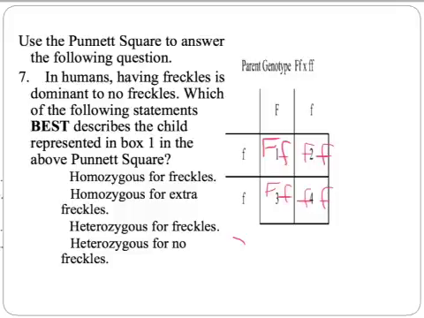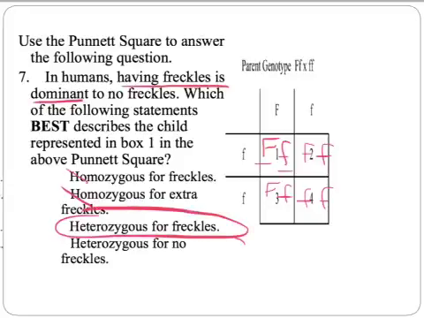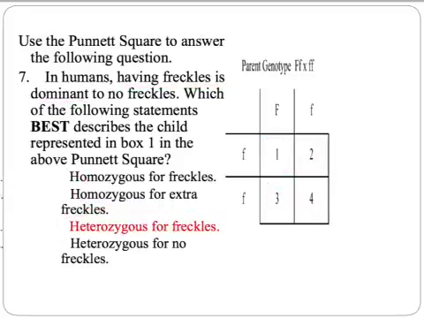Okay, there's a big F and there's a little f. That right away means he is hetero because he has 2 different alleles. Okay, so any answer that says homo is wrong. Now we have to go back and read. Having freckles is dominant. So if he has a big F, he has freckles. So he's heterozygous for freckles. Again, that's the correct answer, and this time it's marked correct.